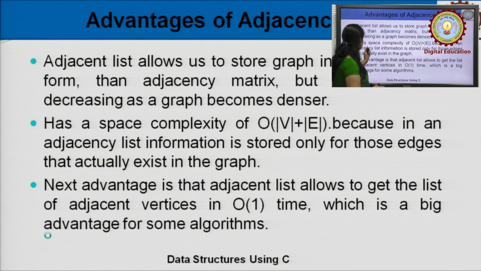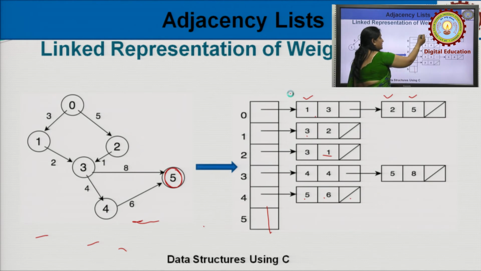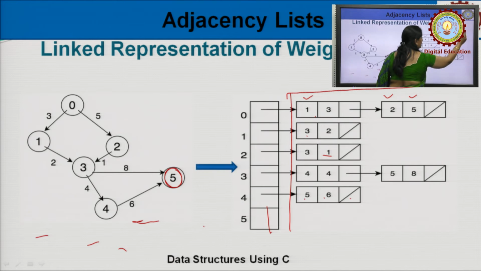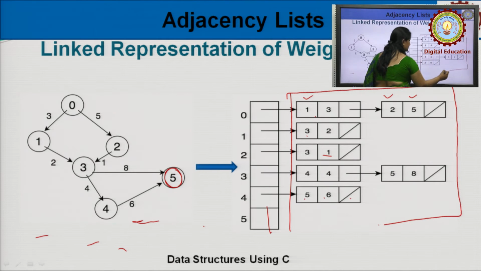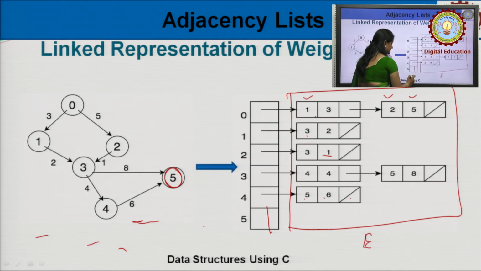Second, it has a space complexity of order V plus E, like this. The space for this is the number of edges, E, and this array is of size V, so the space complexity is order of V plus E.